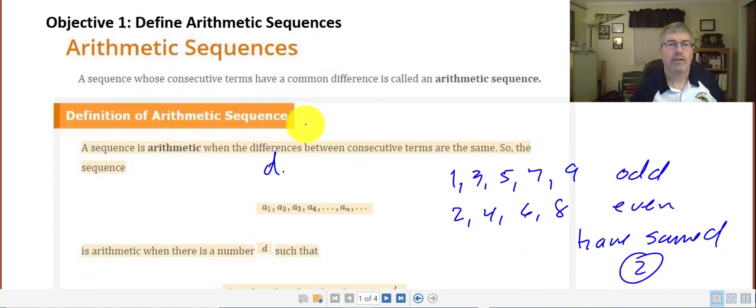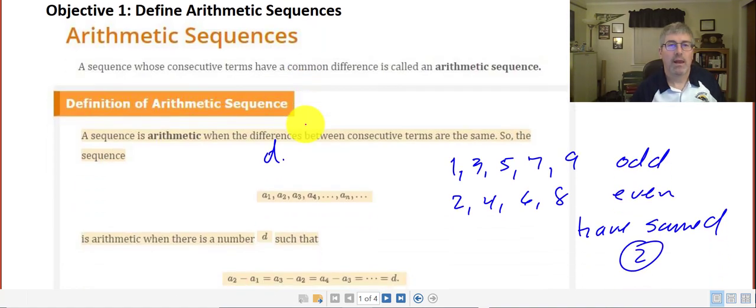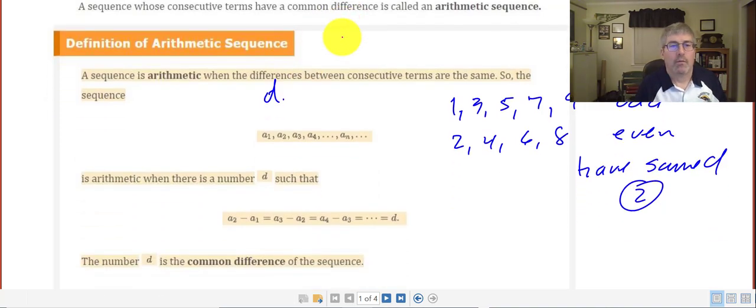So, beginning with our definition of arithmetic sequences, a sequence whose consecutive terms have a common difference is called an arithmetic sequence. We've got a long definition here for essentially defining what d is. For example, the set of odd integers, the difference is 2, they have a common difference, that is an arithmetic sequence. Or even the set of even positive integers where our difference is 2. And this is really just a fancy way to find d.